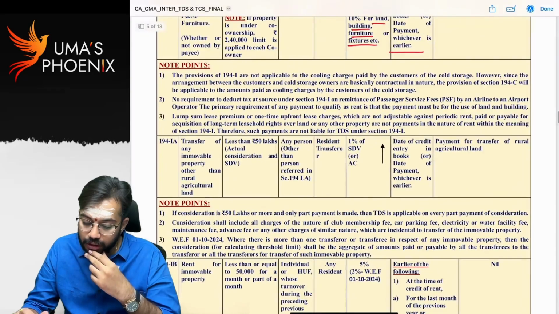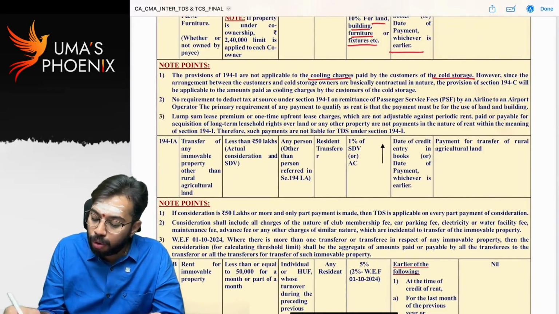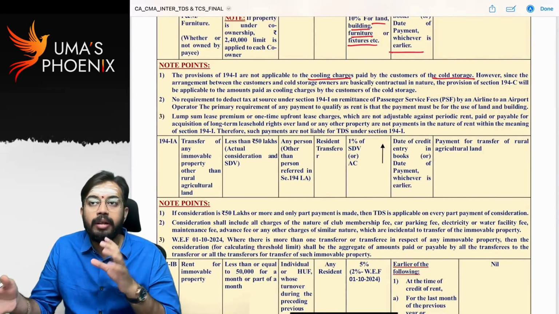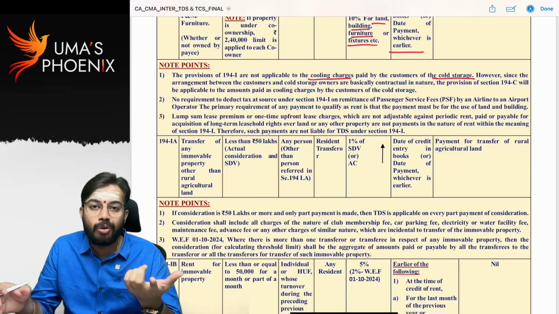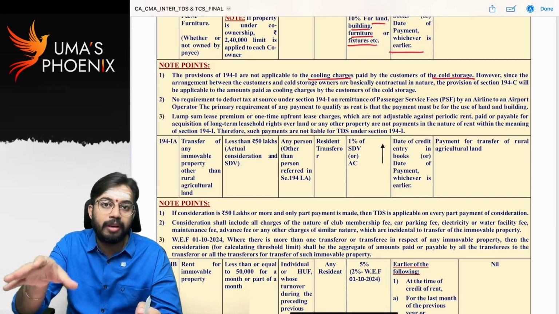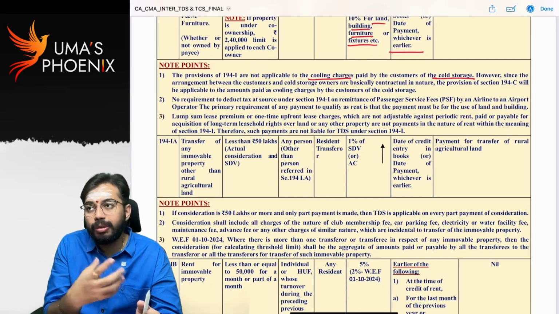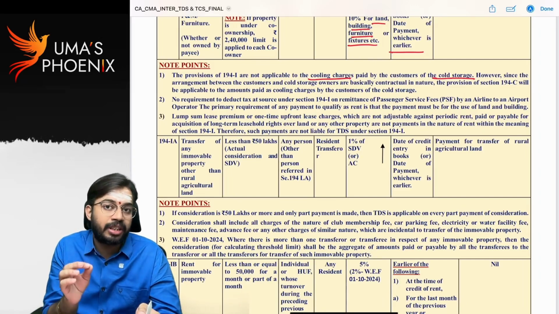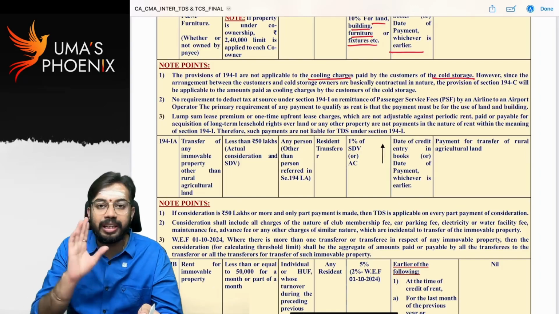Next. Whenever cooling charges are paid to cold storage, you know cold storage, right? Let's say I have some goods that are to be stored in a frozen condition. I went to cold storage and gave them goods to keep in a frozen state. I paid cooling charges. On such cooling charges, TDS under section 194I is not applicable, but TDS under section 194C is applicable.